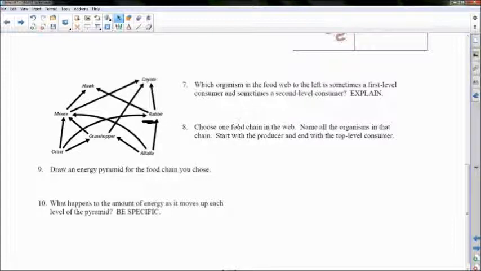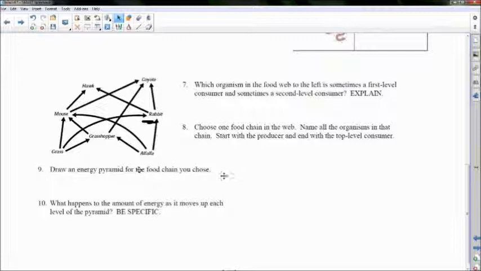Okay, number 8 says choose one food chain in the web, name all the organisms in that chain, start with the producer and end with the top level consumer. So an easy one would be alfalfa, grasshopper, coyote, or you could go alfalfa, grasshopper, mouse, coyote, or any other combination where you end up with either coyote or hawk. Those are the top level consumers in any of the food chains that are shown here.